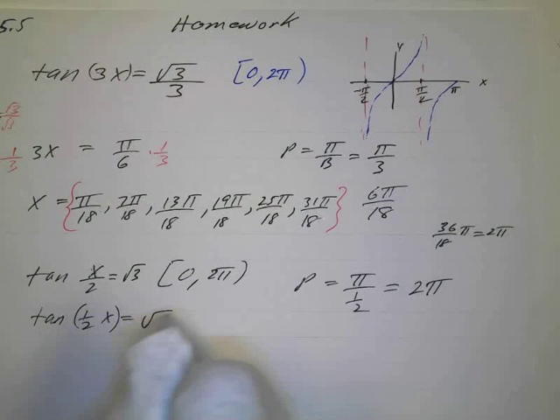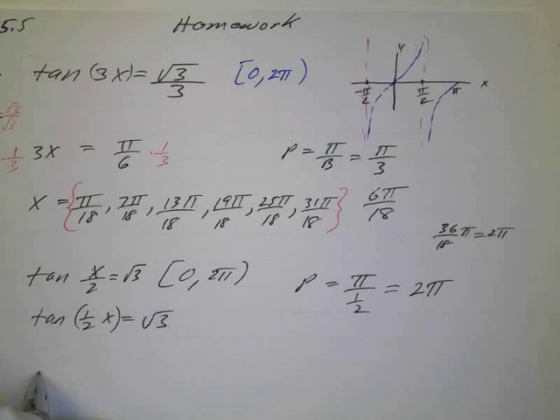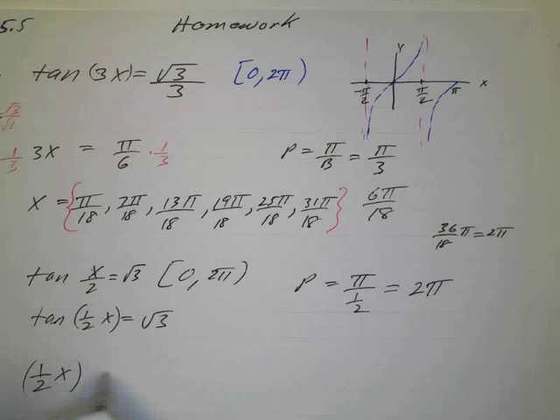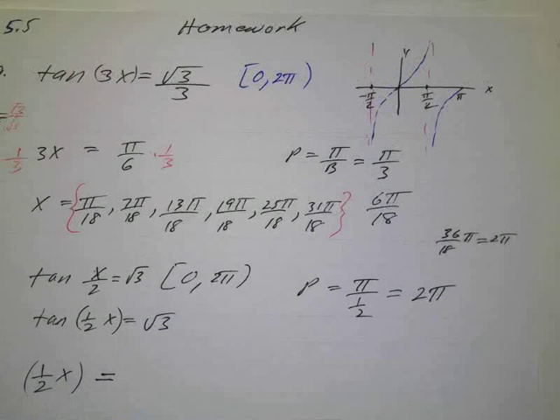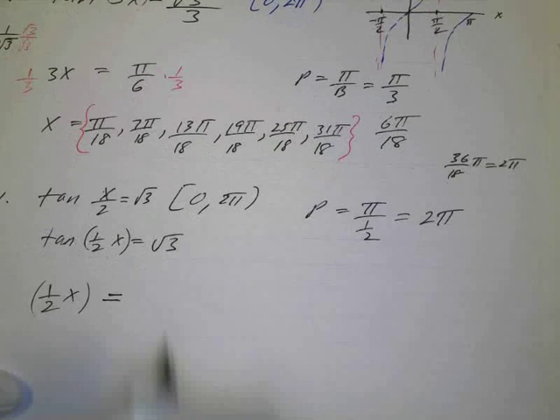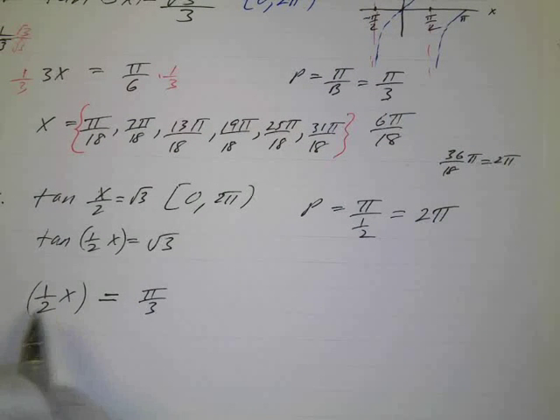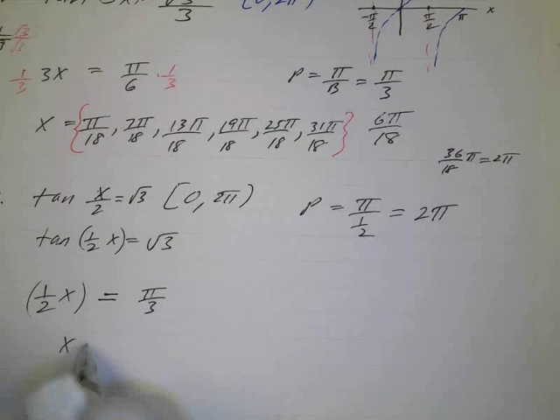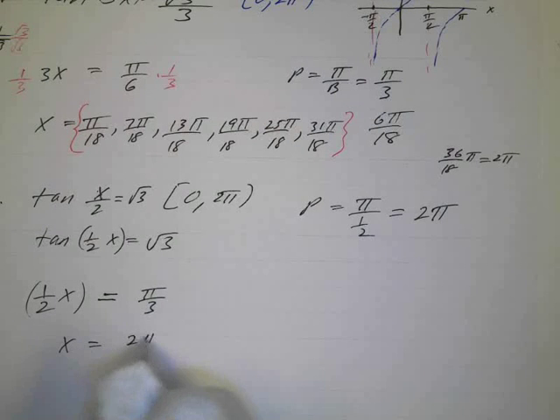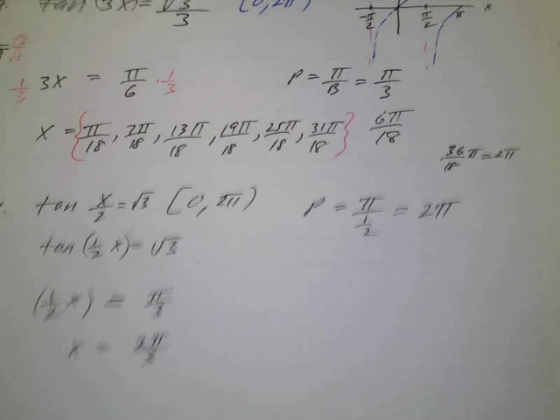So the tangent of something is equal to the square root of 3. Well, that something would be what? And what angle is that? That would be pi over 3, because 1 over the square root of 3 is pi over 6, so the square root of 3 is pi over 3. So if I want to find out what x is, I just multiply both sides by 2. So x equals 2 pi over 3.